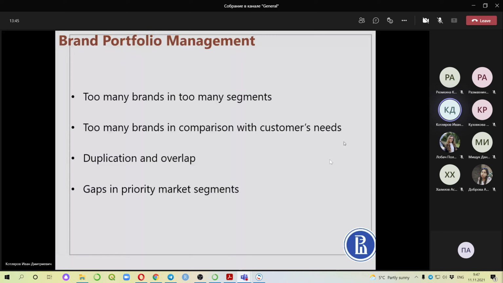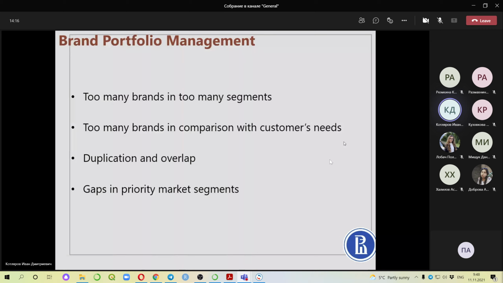Second, duplication and overlap. Technically, it is very similar to the previous problem. It means that some brands just reproduce each other. Okay, obviously, they are different from the technical point of view. They have different logos, for example, or different colors or different names. But technically, they are oriented to the same target audience. Again, it leads to unnecessary investments into brand development, and it leads to confusion and to cannibalization.